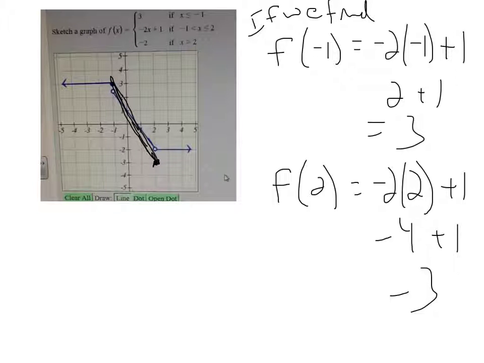And so that graph will look something like this. Okay, and then we do the open circle for the other part. It's an open circle, y equals -2, that horizontal line. Okay, so I hope that helps.